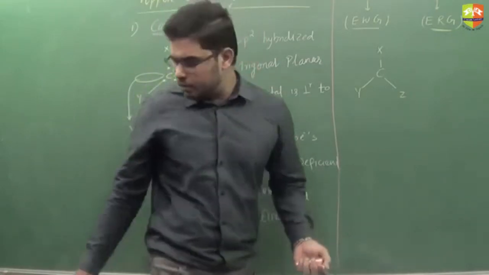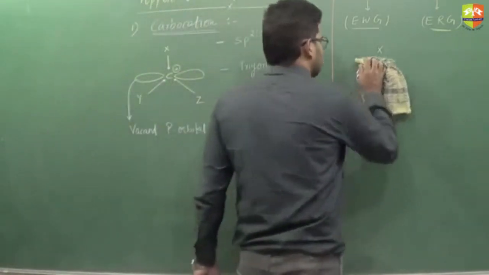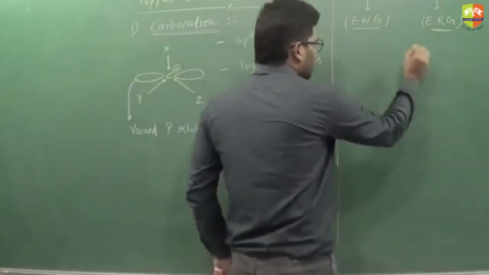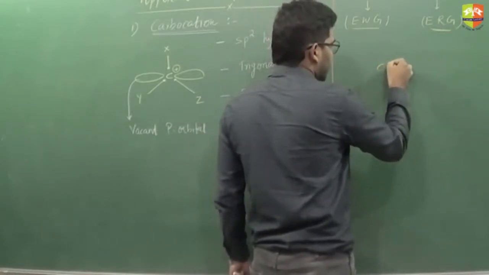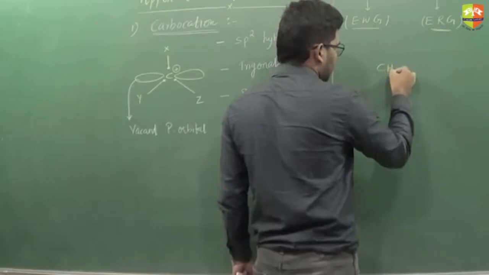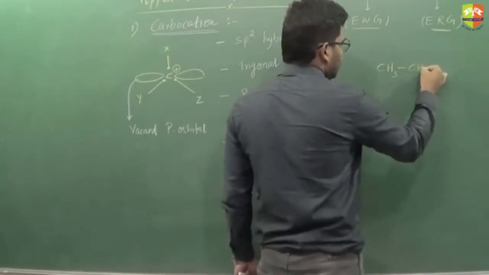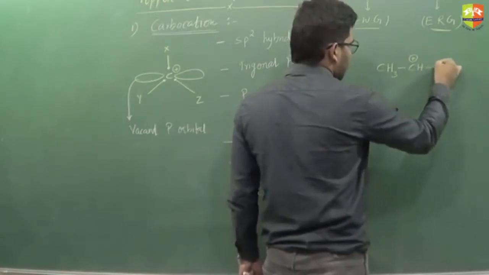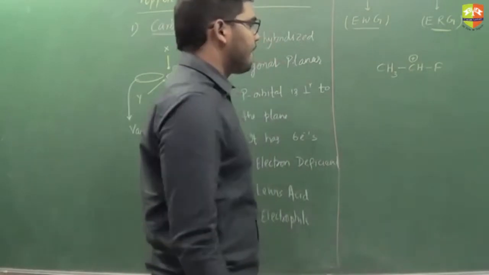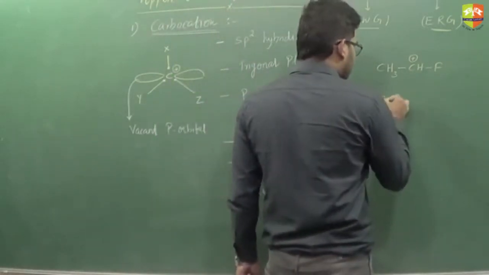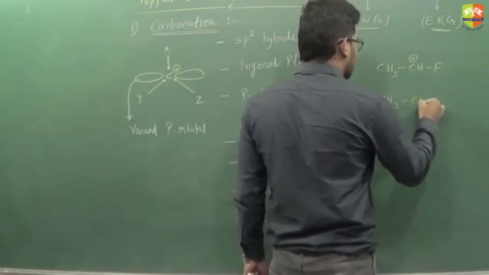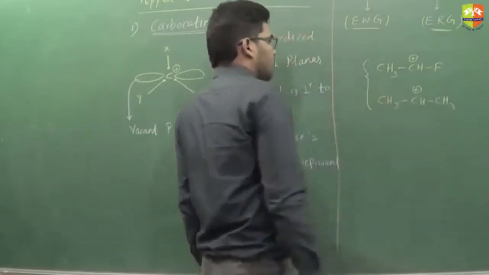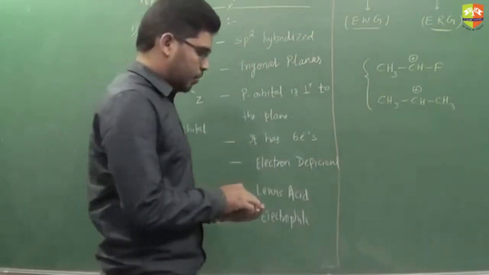Or if I take this example, with one example, I will try to make you understand. Suppose we have this molecule, CH positive charge and F. Now, in the same molecule, we compare by this, CH3, CH positive charge and CH3. These two molecules, we are comparing the stability of this carbocation intermediate.